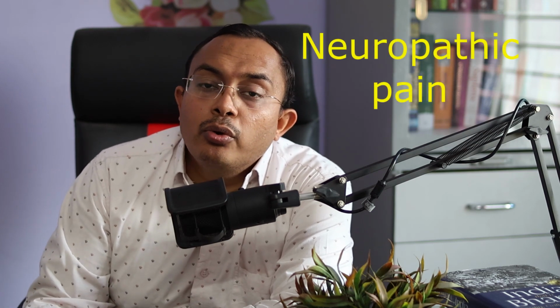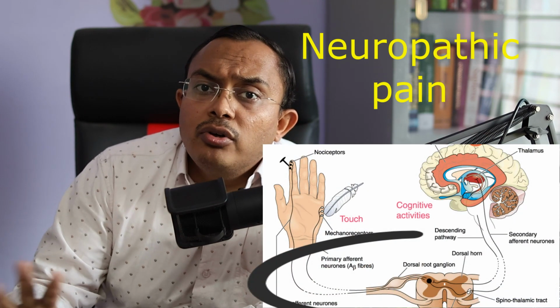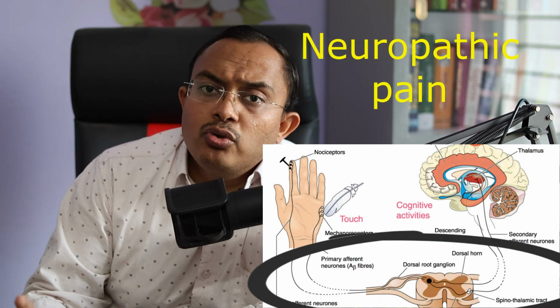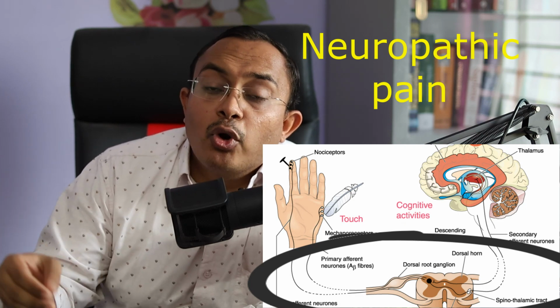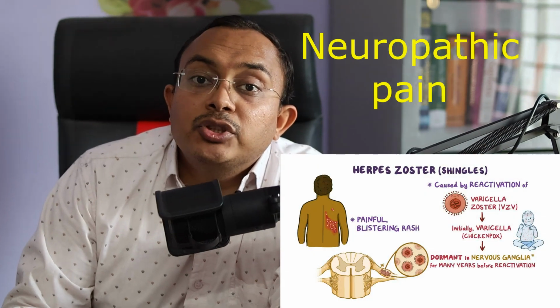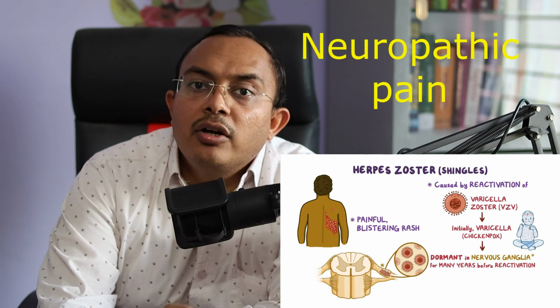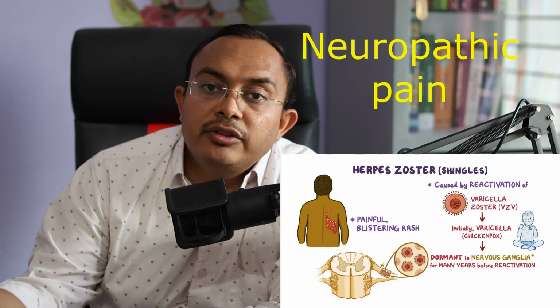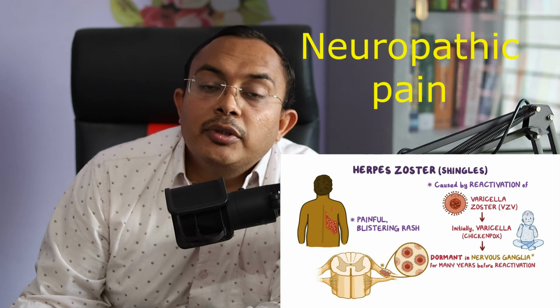Another pain is called neuropathic pain. Neuropathic pain means the actual target organ does not have anything wrong. The target organs are all functioning perfectly, but the problem actually lies in the nerve. I will give you the example of herpes zoster. The herpes zoster virus remains in the ganglia of the nerves, and it gets reactivated when the immunity goes down.